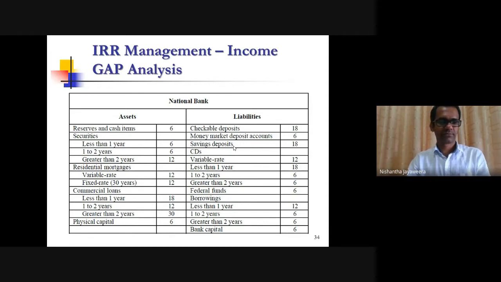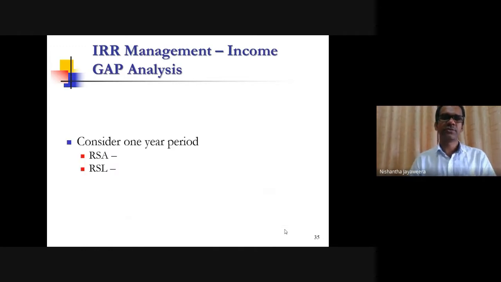You won't consider the bank capital, right? Yes, you don't consider bank capital. You don't pay any interest on the capital. That's the basic.